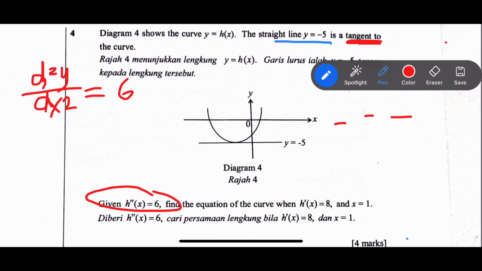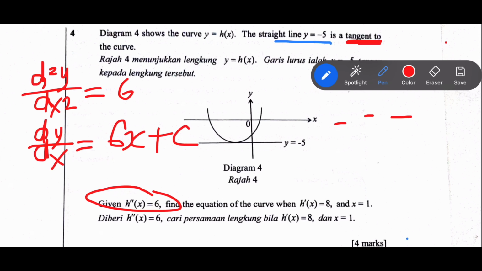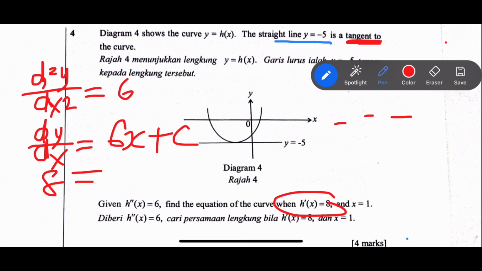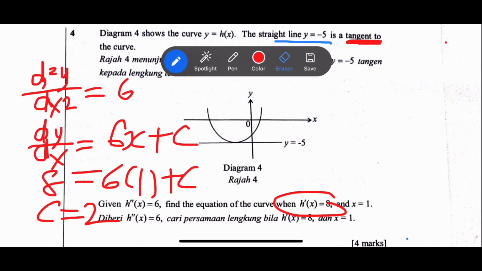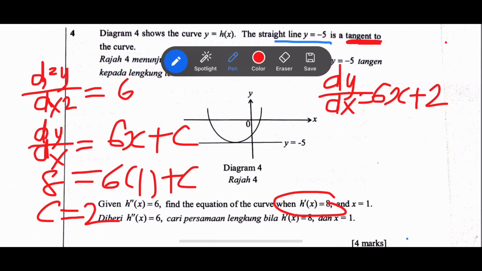Right, so it looks very complicated, isn't it? So we start with d2y/dx squared, which is 6. From d2y/dx squared, if you integrate, you will get 6x plus c, right? As I say, you're given h double prime x. So you integrate, you get h prime x, which is 6x plus c. That is why they give you the value of h prime x, which is 8. So you can substitute to get the c, when x equal to 1. After you got the c, you can write back your dy/dx is 6x plus 2, with the c just now, which is 2.